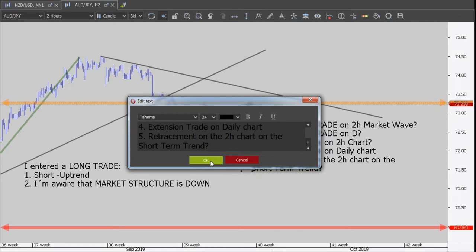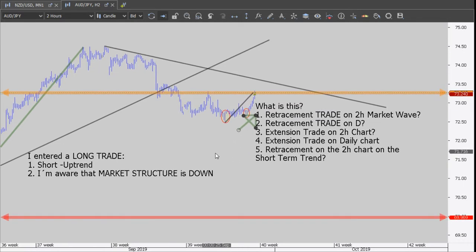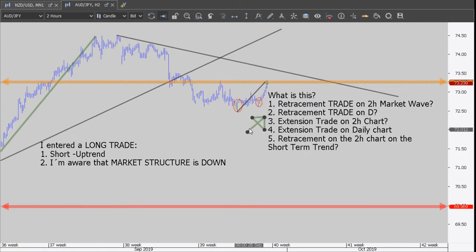Retracement. Yeah, what is the difference, everybody? The difference is that each and every one of these numbers is going to give you a different stop loss and a different take profit. Okay? This is why you need to understand when you are entering the market.